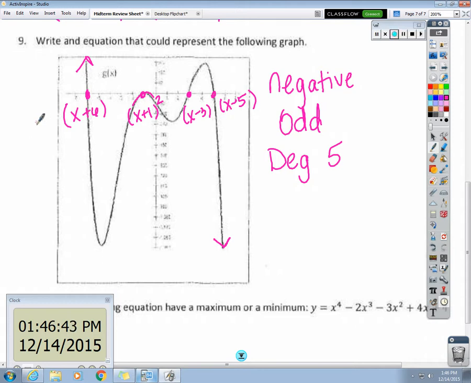You have to put a negative out in the front. So let's just do that real quick. They call this g of x, so g of x equals negative. I'll do the bounce first. (x plus 1) squared times (x plus 6) times (x minus 3) times (x minus 5). And look, 2, 3, 4, 5. Degree 5. I forgot the equals too.